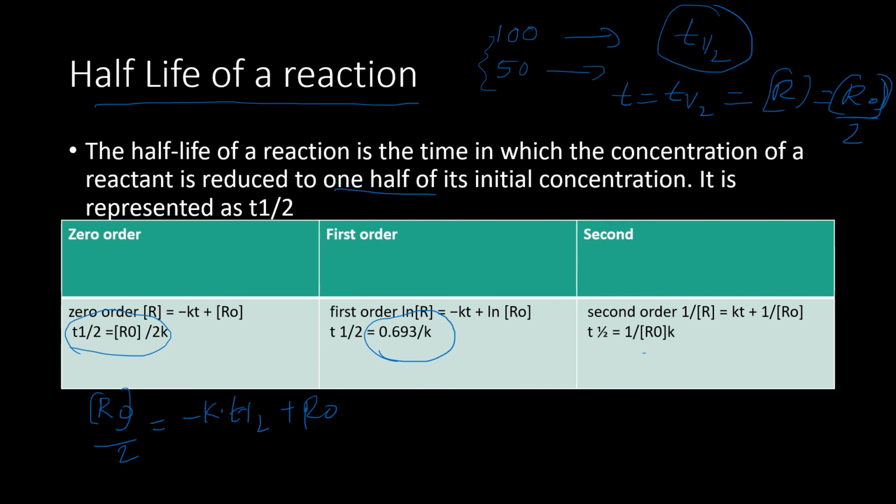The one thing we need to notice is that for first order the T half does not depend on the initial concentration. But for zero order and second order, both depend on R0. That means if it is a first order reaction, the time taken to go from 100 moles to 50 moles and from 1000 moles to 500 moles will be the same. If it is 10 minutes, this will also be 10 minutes in the case of first order, because it does not depend on the initial concentration.